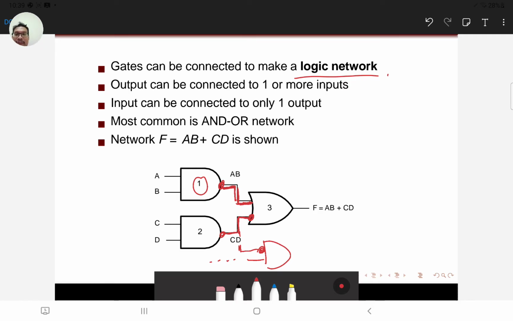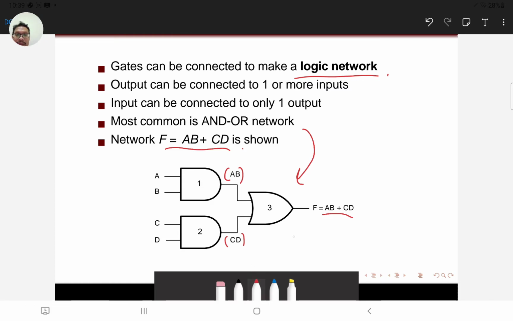Most common is the AND-OR network. This is an example of an AND-OR network. Here we can see it's an AND, A and B, C and D, AB + CD, or A and B OR C and D. This is also called the AND-OR network. So the network F = AB + CD is shown below.